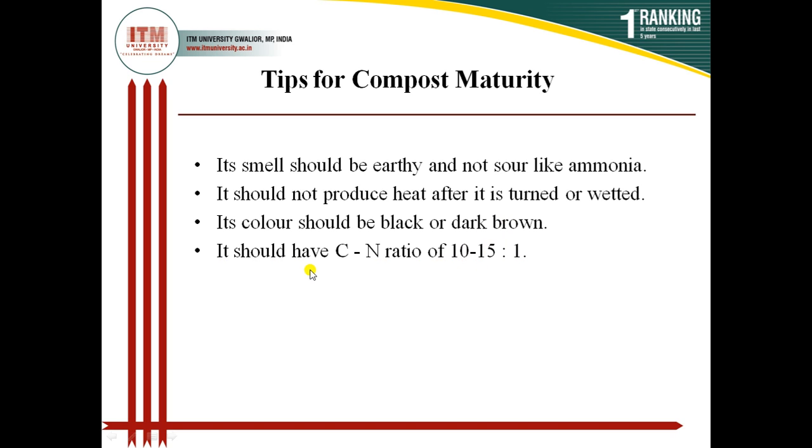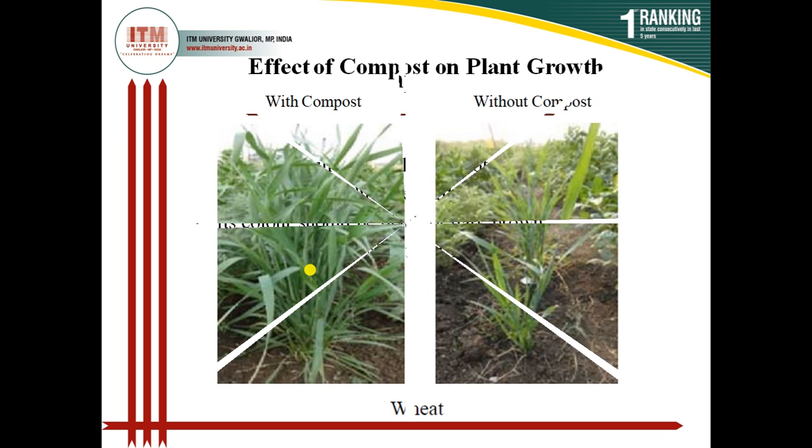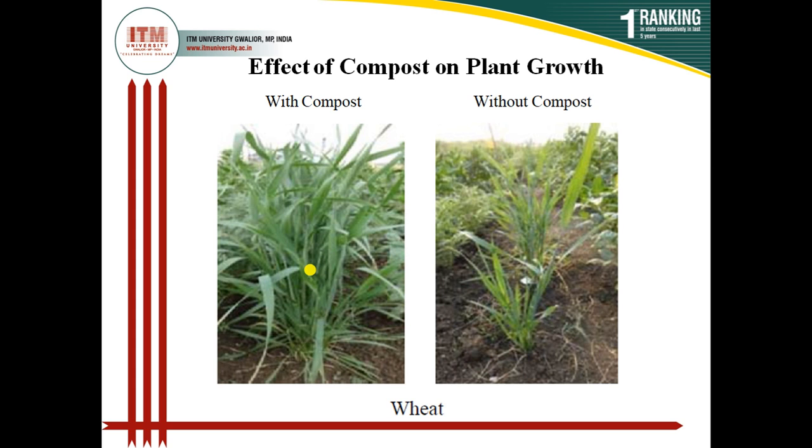If it is partially decomposed and the C:N ratio is more than 30 is to 1, then what will be the consequences on the plant will be discussed in further slides. So this is the effect of compost on plant growth. I told you that it will give good and healthy growth to the plant.